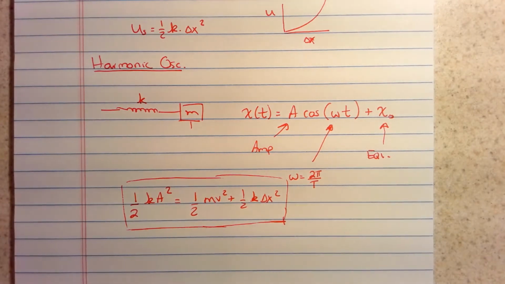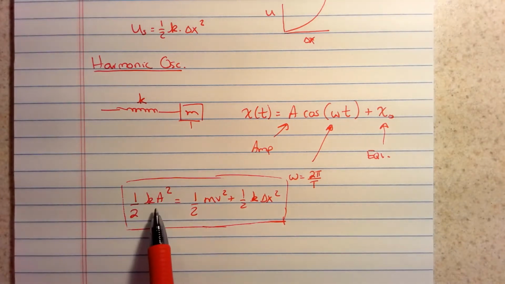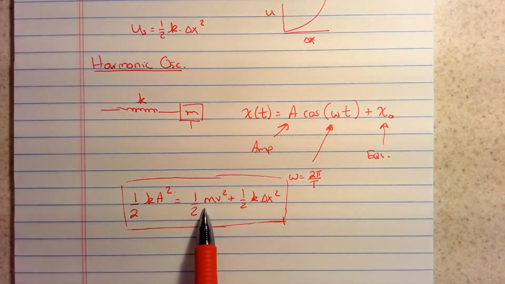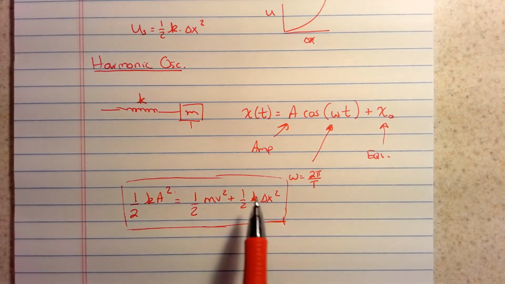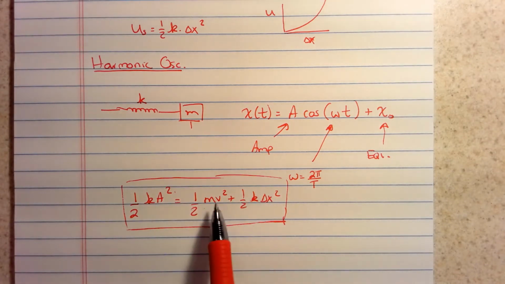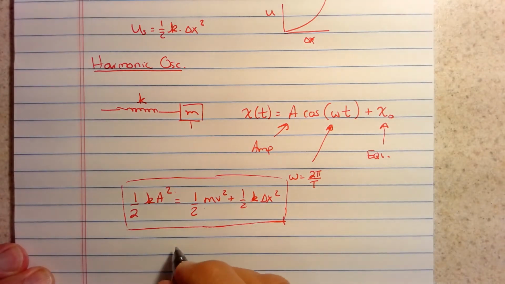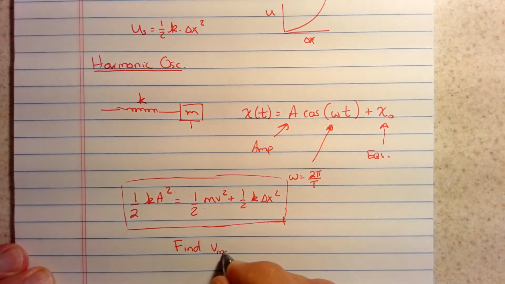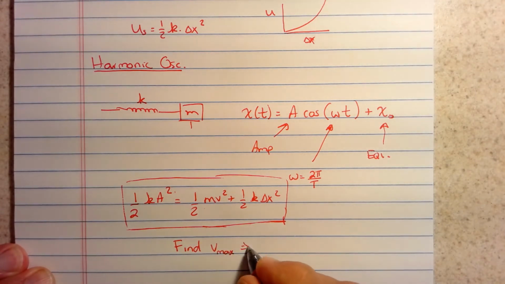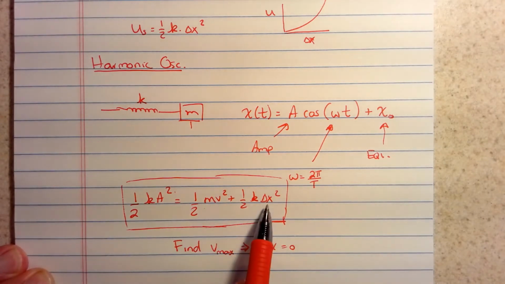Okay? If you want to know the maximum velocity, that will be when all of the energy, 1/2 k A squared, is kinetic. And that's when it's at the equilibrium position. So as it passes through its equilibrium position, no energy is stored in the spring. It's all kinetic. So to find the maximum velocity, if you're asked to find V max, that is going to be when delta x equals 0. So make delta x equal 0 and solve this equation.